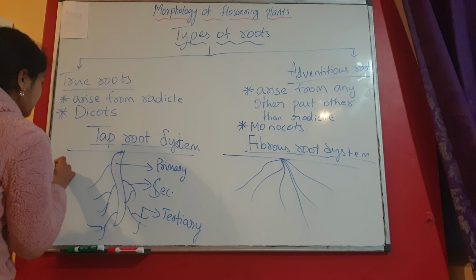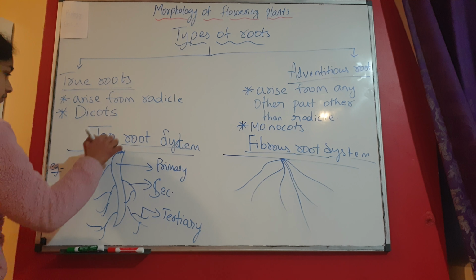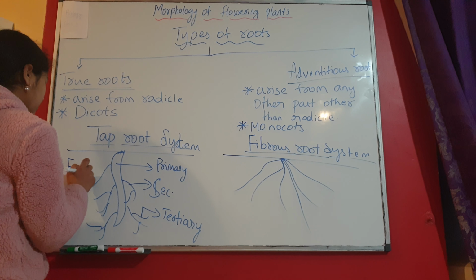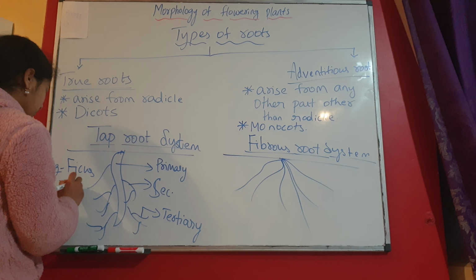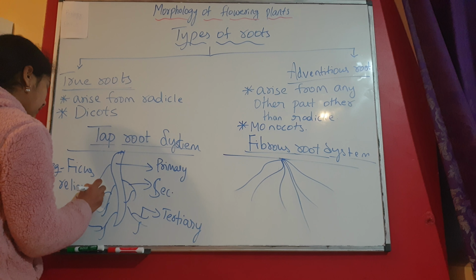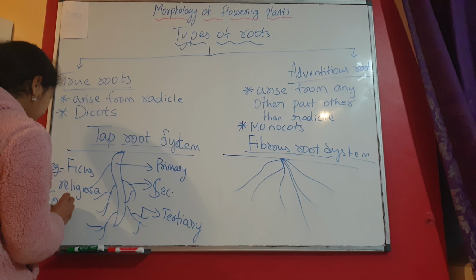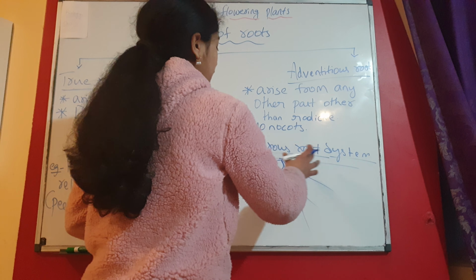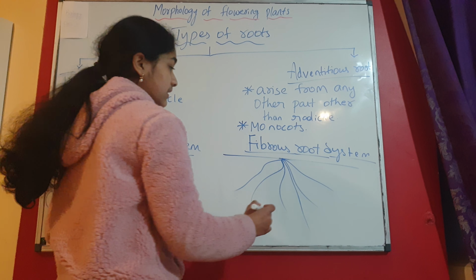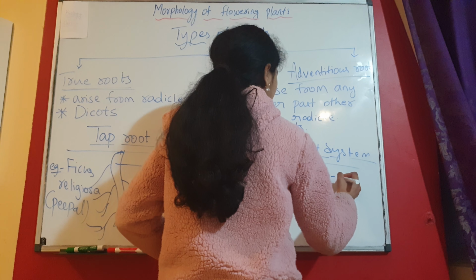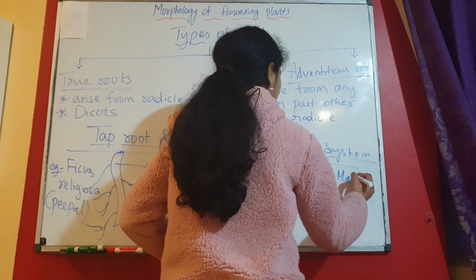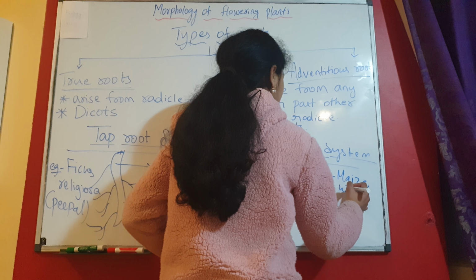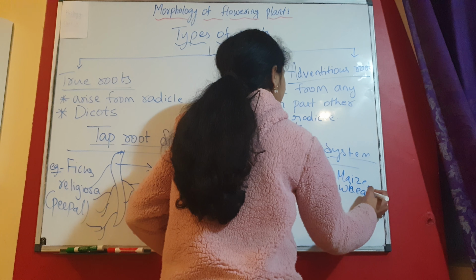Examples of true roots: this taproot system can be seen in a plant called Ficus religiosa, and its common name is peepal tree. And a fibrous root system can be seen in maize, wheat, etc.